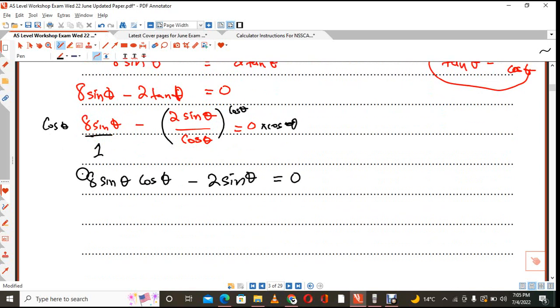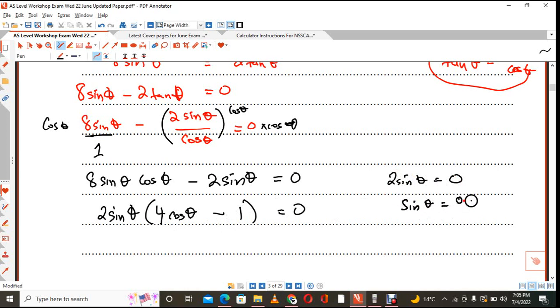Now I can take out the common factor. The common factor is 2 sin theta, and it goes here. It's going to leave me with 2 goes there, 4, minus, so obviously 4 cos theta minus 1, is equal to 0. Right, so 2 sin theta equals 0, or 4 cos theta minus 1 equals 0. Well, I'm going to ignore sin theta equals 0.